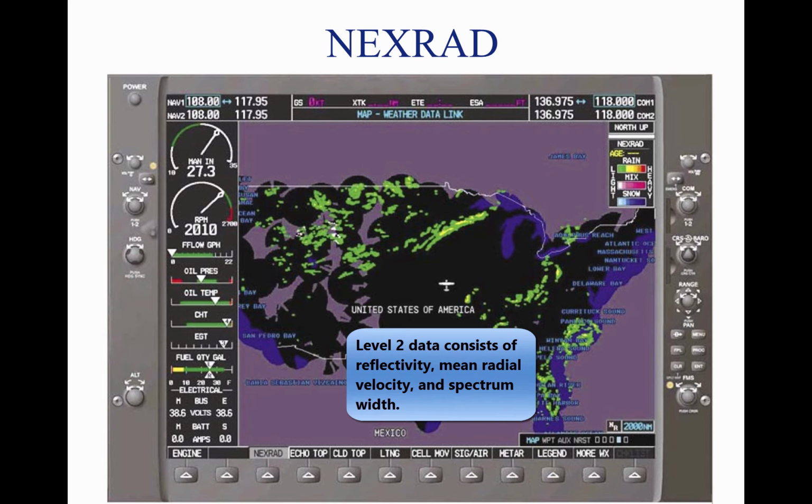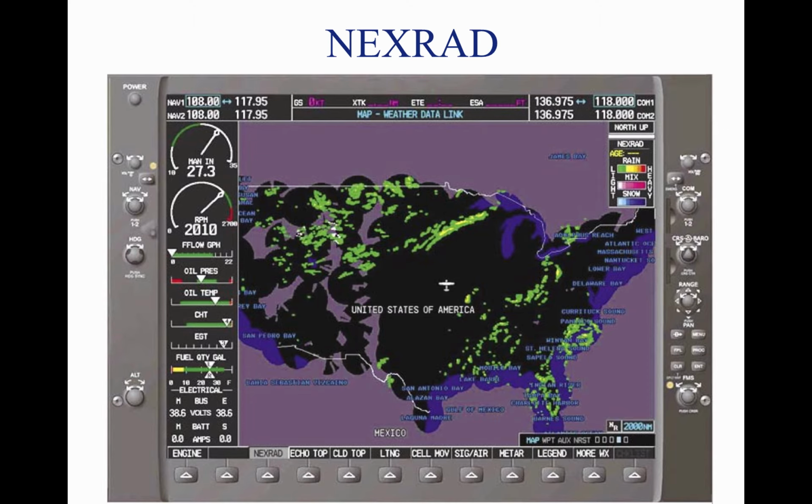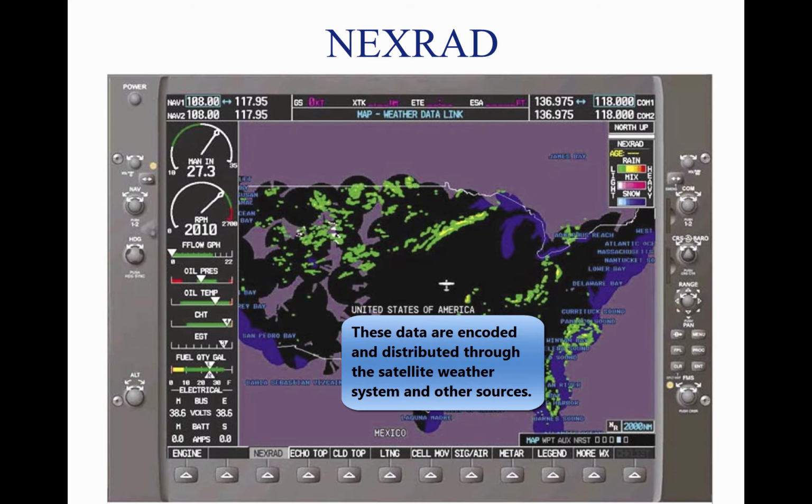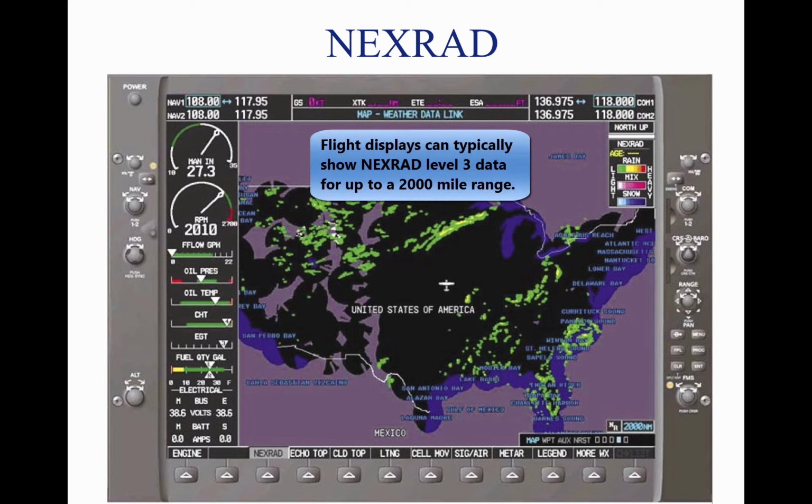Level 2 data consists of the three meteorological base data quantities: reflectivity, mean radial velocity, and spectrum width. There are 41 products routinely available through the NCDC. Level 3 graphic products are available as digital images, color hard copy, grayscale hard copy, or acetate overlay copies. This information is then encoded and disseminated through the satellite weather system as well as other sources. NEXRAD Level 3 data for up to a 2,000-mile range can be displayed.